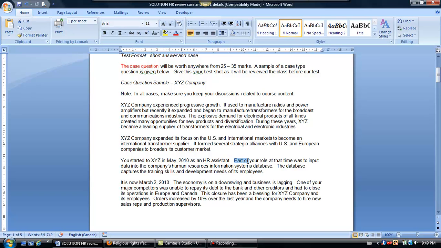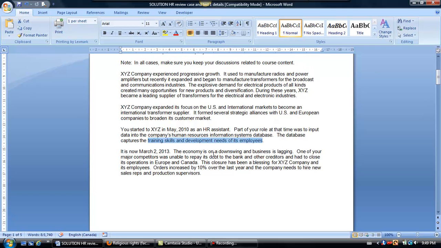Part of your role at that time was to keep their human resources information system up to date, and the database captures the training, skills, and development needs of its employees. Here we are now, March the 2nd, 2013. The economy is a little bit on the downswing. Business is lagging a bit.